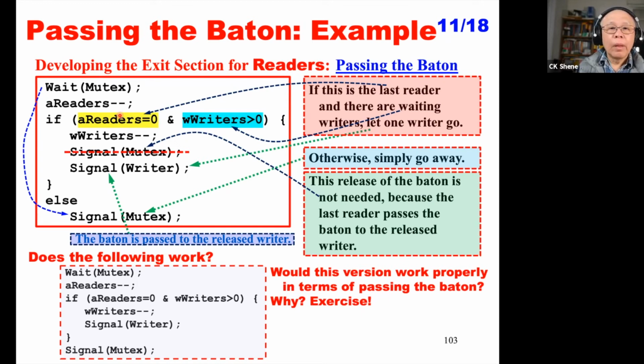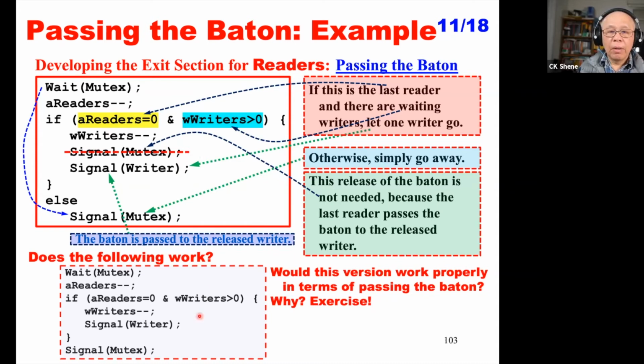Again, if there is no active reader, but there are waiting writers, simply subtract one from the waiting writers and give that released writer the baton. The remaining is all the same. So study this version. I think everybody should have no trouble understanding why this signal can be removed.